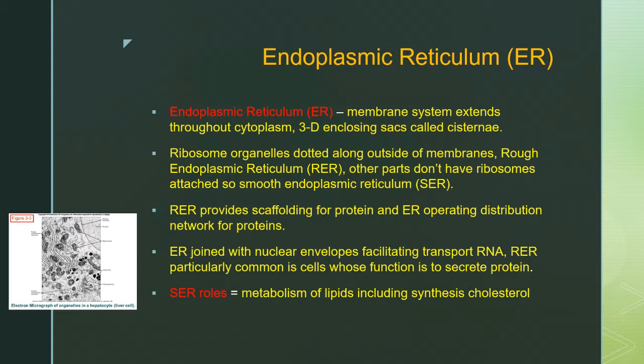The RER provides a scaffolding for protein, and the ER is an operating distribution network for proteins. The ER will be joined with the nuclear envelope, facilitating the transport of RNA, and the RER is particularly common in cells whose function is to secrete protein. SER roles include the metabolism of lipids, including the synthesis of cholesterol. Again, the diagram on the bottom left, you may not be able to see that massively clearly, but it is a better view of what they look like, because you might be asked to label.